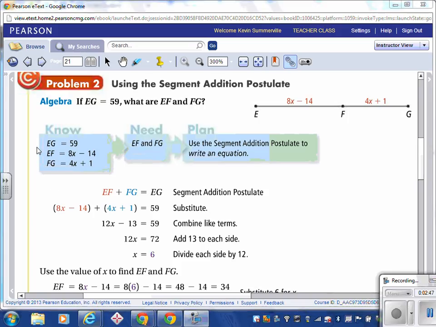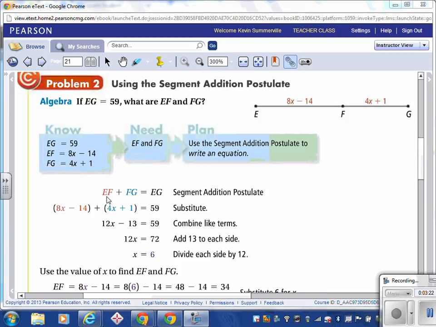If you write down all the key information that we are given, you see that EG is 59 from the beginning of the problem. And looking at the line segment over here, it tells us that EF is 8x minus 14, and FG is 4x plus 1. So if I put it all together in this chart, we can use the segment addition postulate to find out what each segment equals.